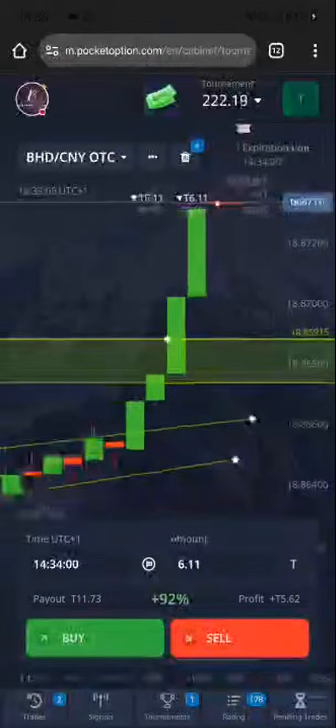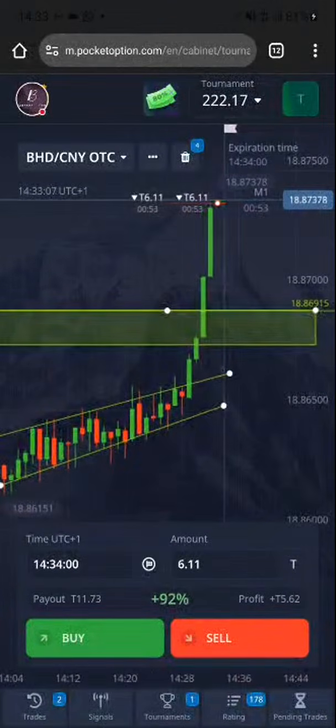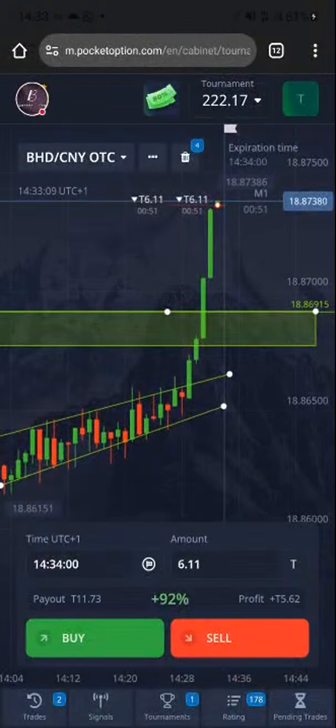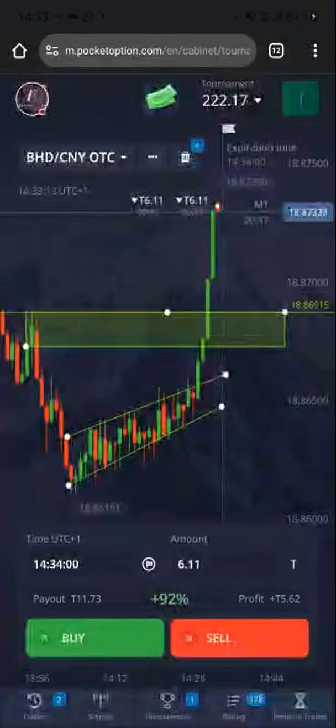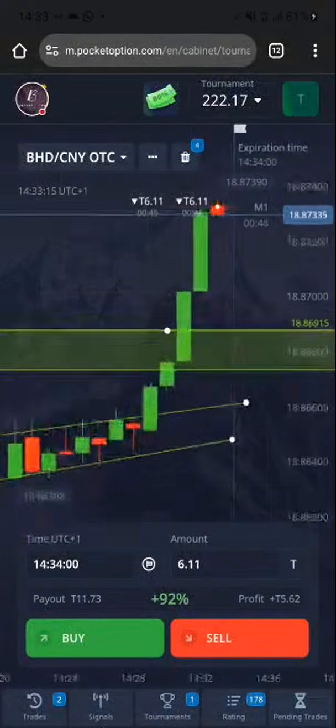Yes, I can go with the sellers now. Let's go with the sellers. Let's go with the sellers. Now I'm expecting a pullback now. The probability of the sellers to come in now is a little bit high. Why? Let me give you the gist.